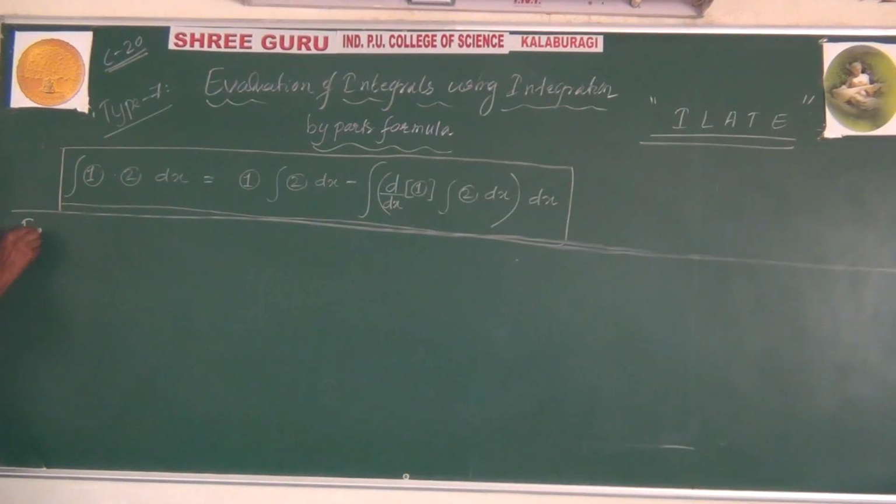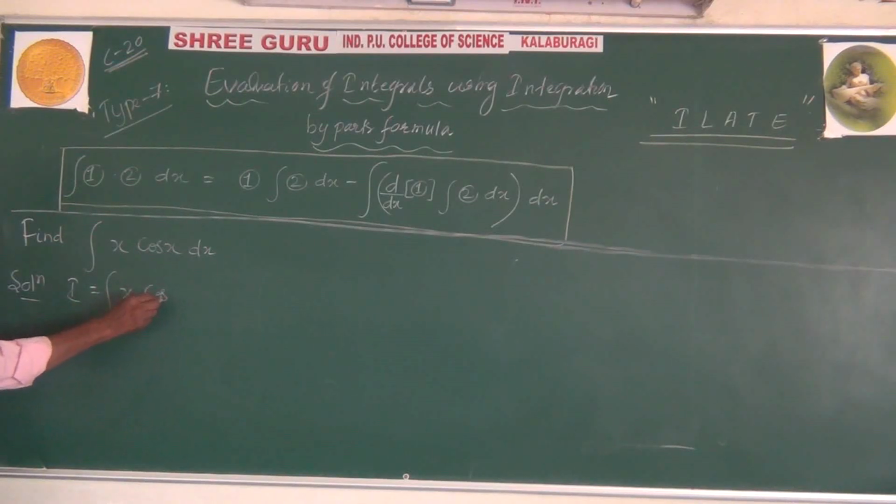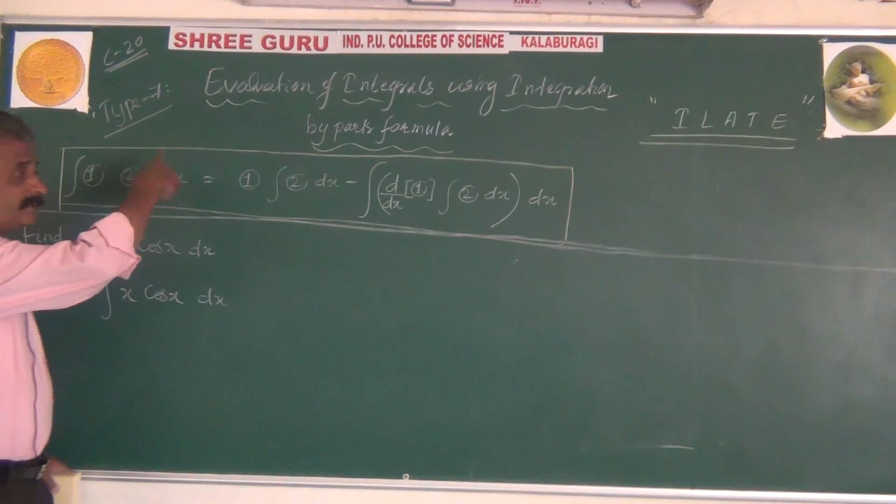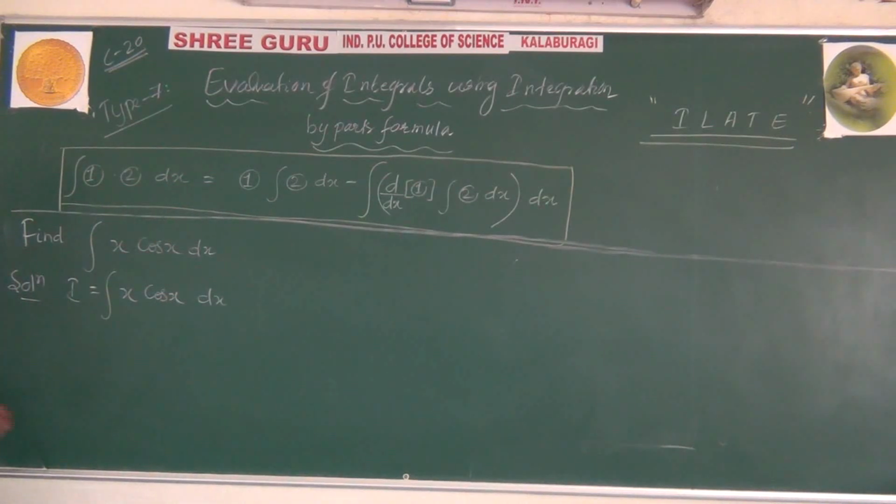Find, or it may be given as evaluate. Find integration of x into cos x dx. Take I, write solution. First step, let I equal to integration of x into cos x dx. We have integration of product of two functions, so this integration by parts formula is to be implemented.